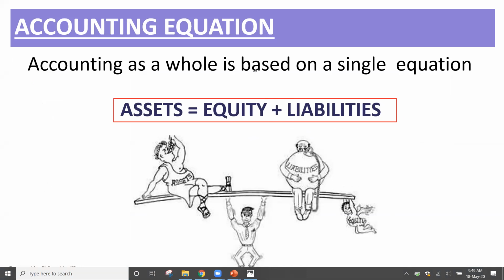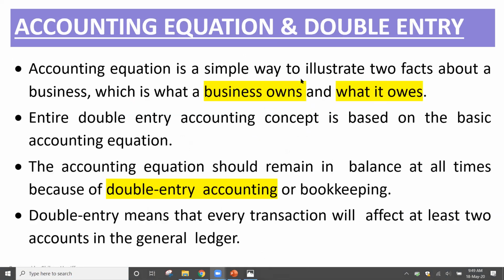So how do we derive this equation? Let me explain how we derive the equation. What is meant by accounting equation and what is meant by double entry? The accounting equation is a way to illustrate two facts about a business: what the business owns, the assets, and what it owes to others, the liabilities.